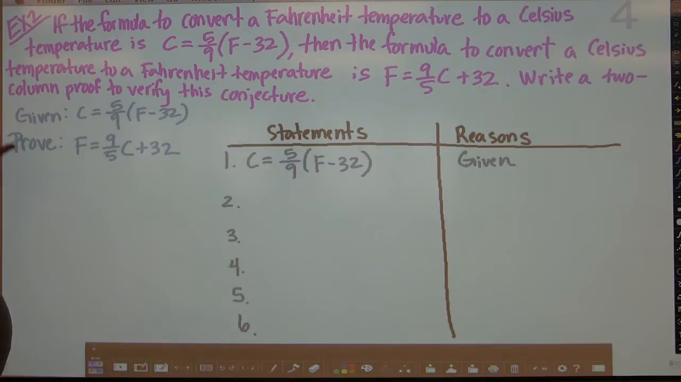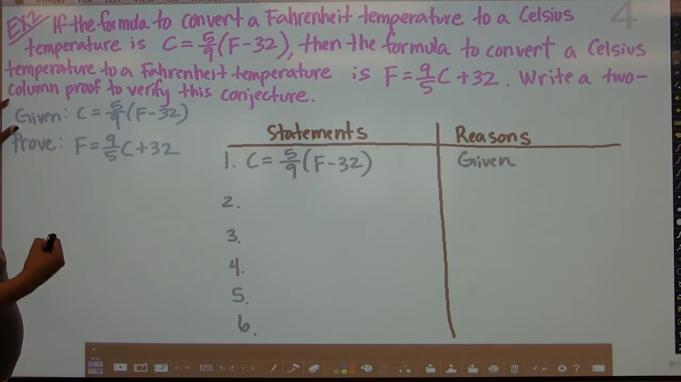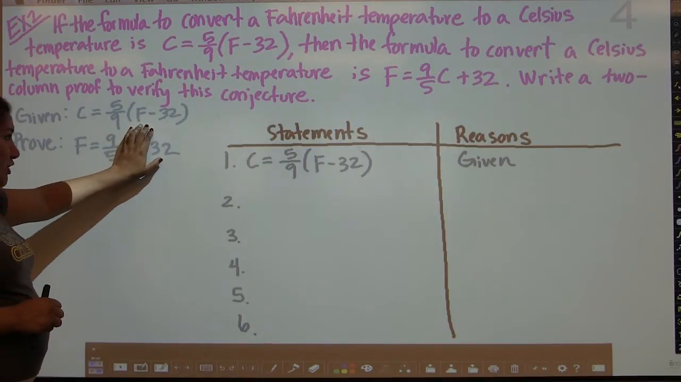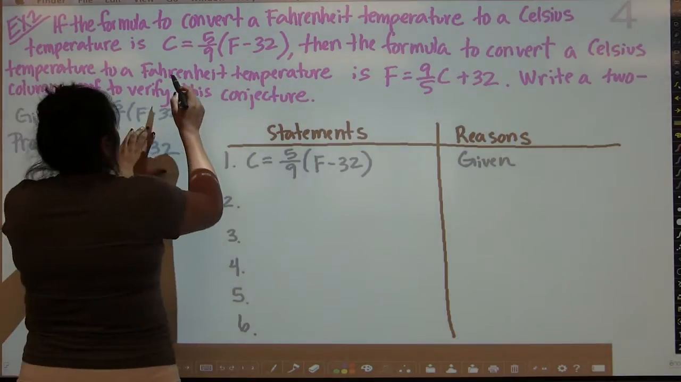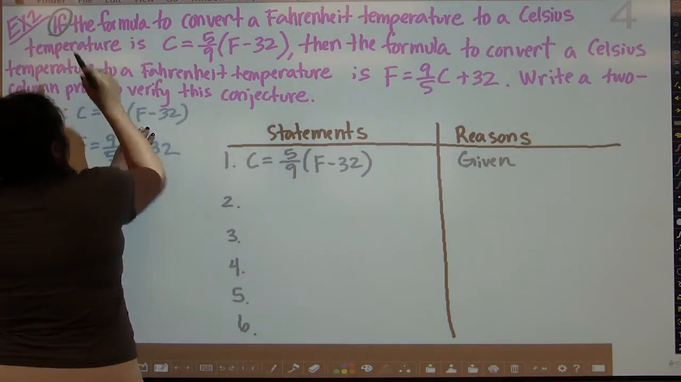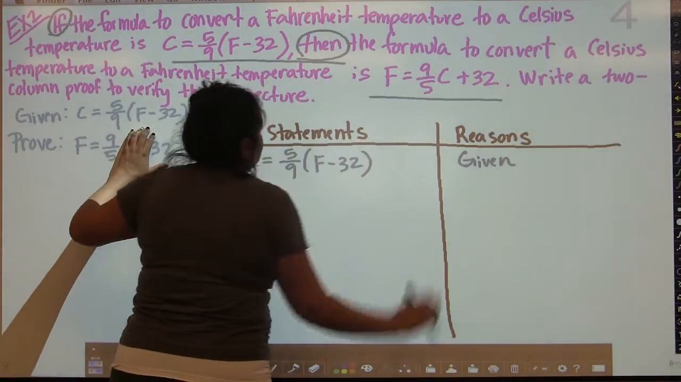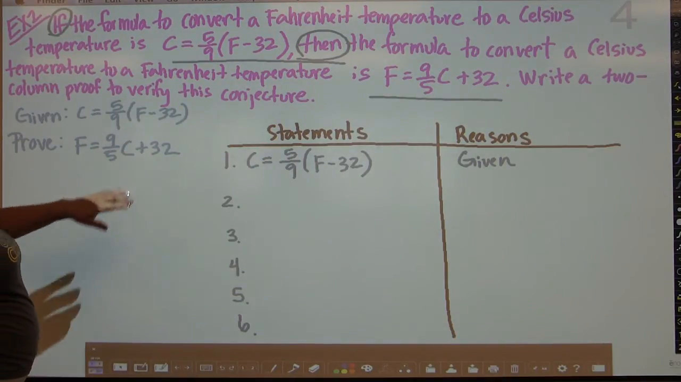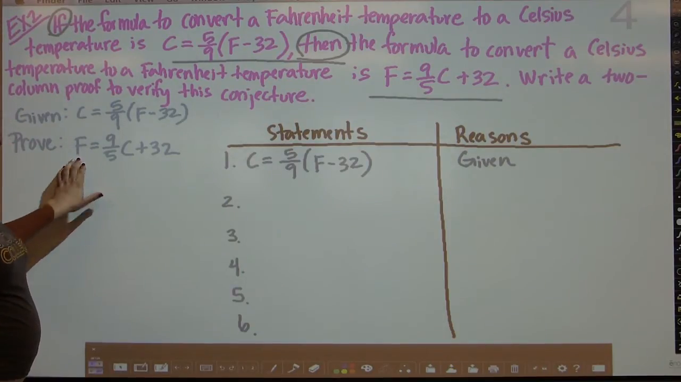So the first thing you want to do is, like we said before, always start with the given in a proof. So from the directions, I need to extract what the given is. And they tell me from the get-go that C equals 5/9 times F minus 32. That's my given. But in the end, it basically says, if this, then this. So a lot of other stuff is written in their words, but at the end of the day, they want us to prove that if we start with C equals this, then we end up with F equals this. And so we're going to do that here.